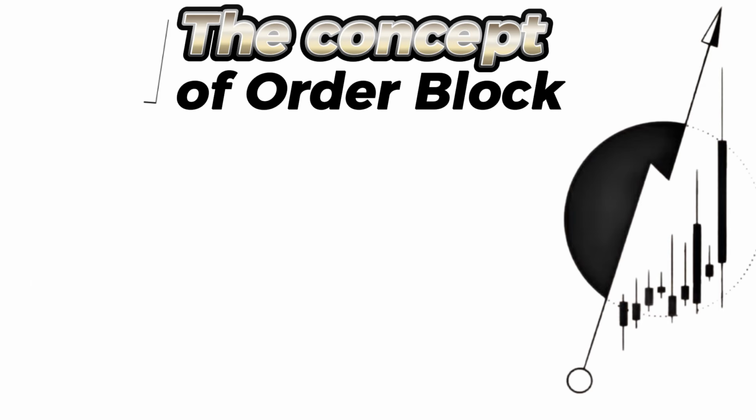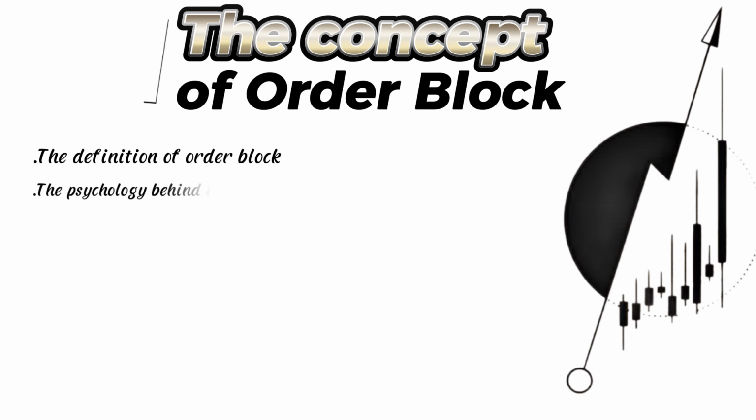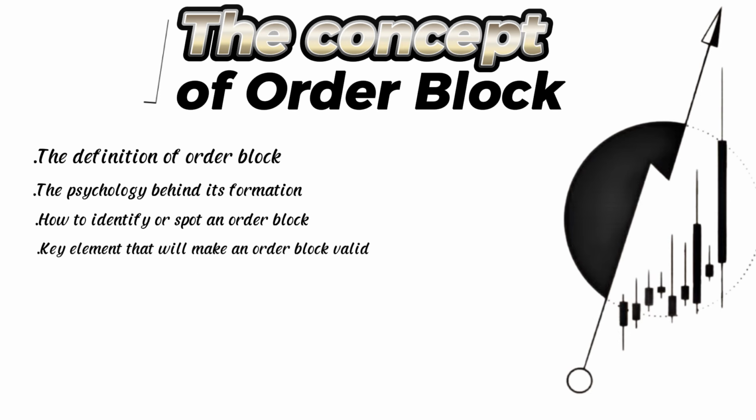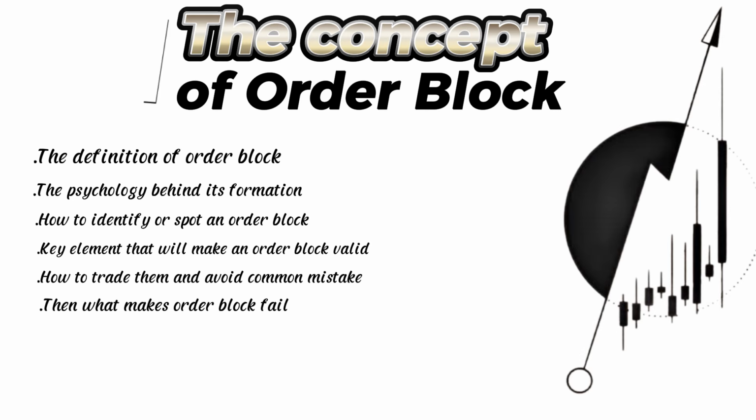Stay tuned, because by the end of this video you will know the definition of order block, the psychology behind its formation, how to identify or spot an order block, key elements that will make an order block valid to trade and what will disqualify an order block, how to trade them and avoid common mistakes that could be costing you money. Plus, I will show you a real-world example so you can apply it immediately. Then, what makes order block fail? Finally, a backtest on the setup in different pairs to give you the edge and courage to look for it in your own chart.